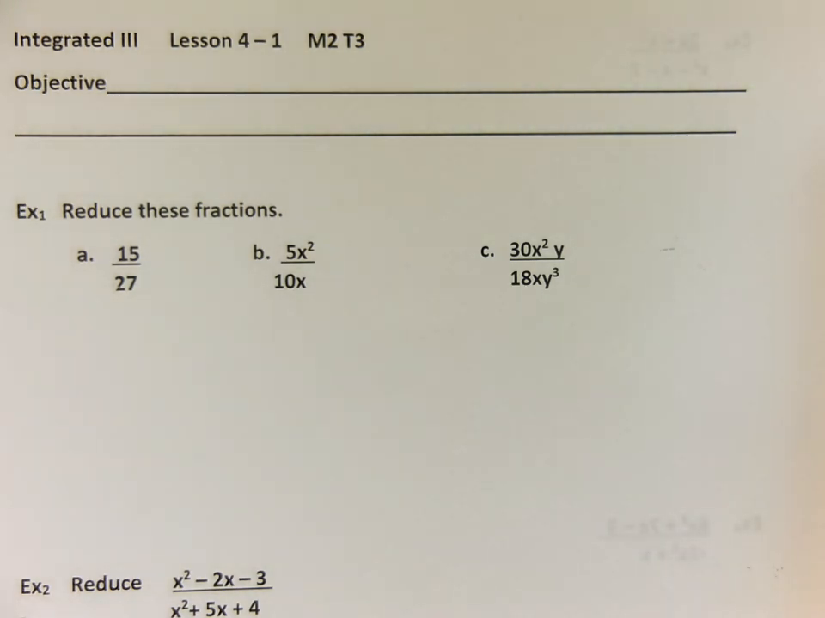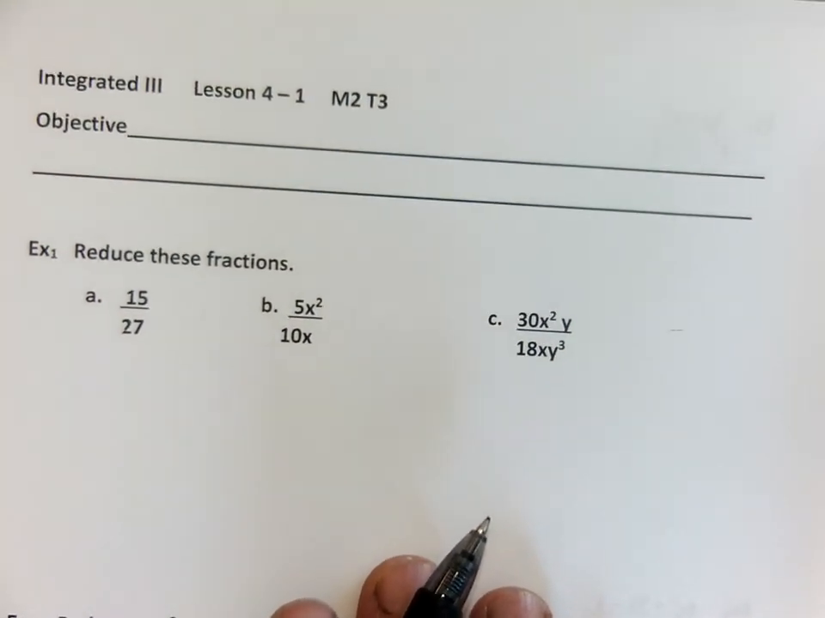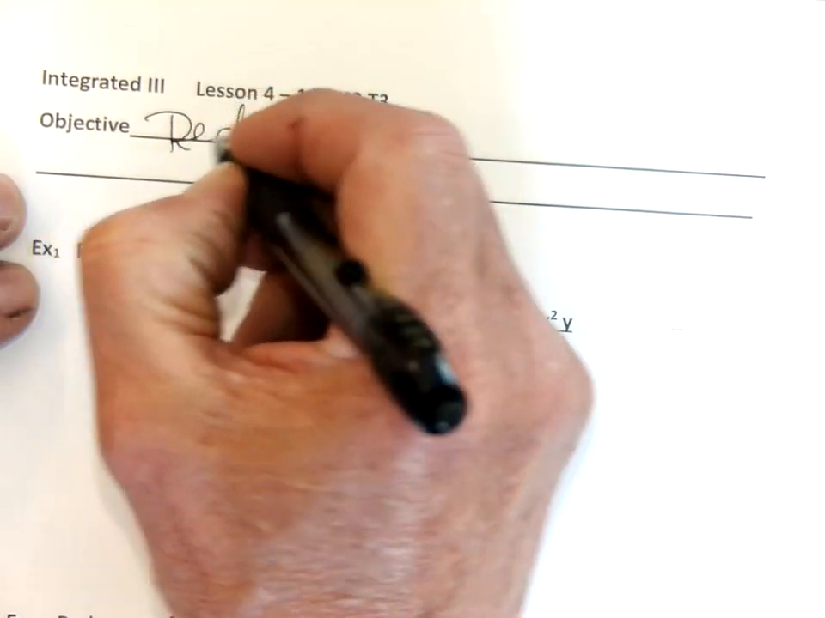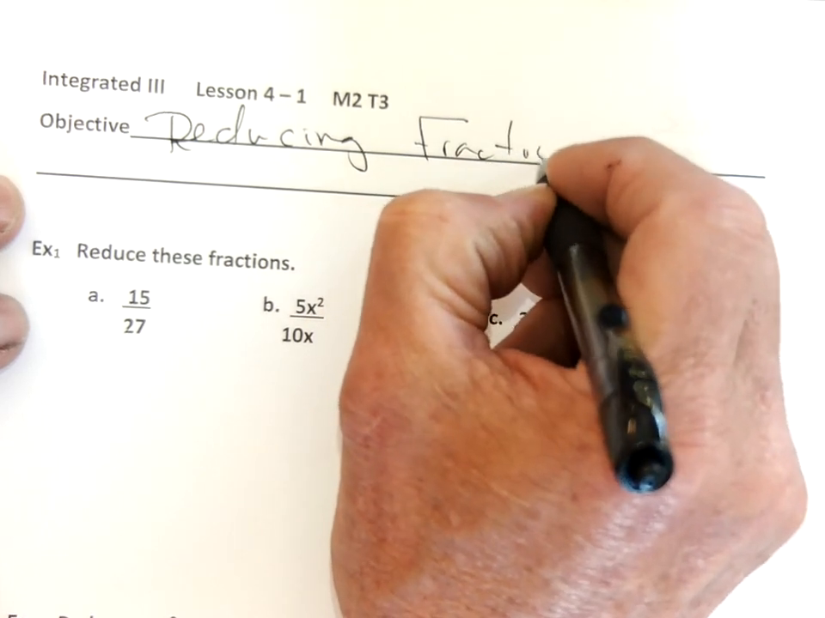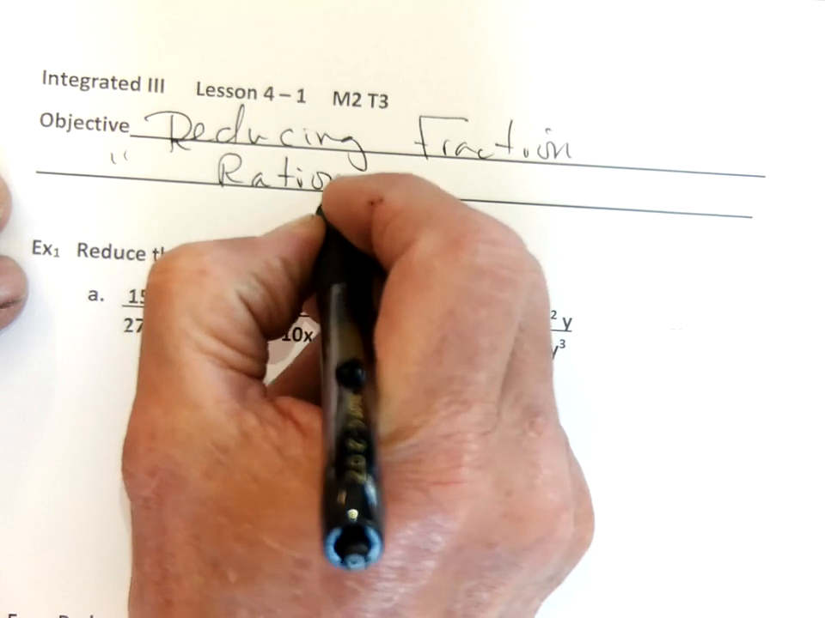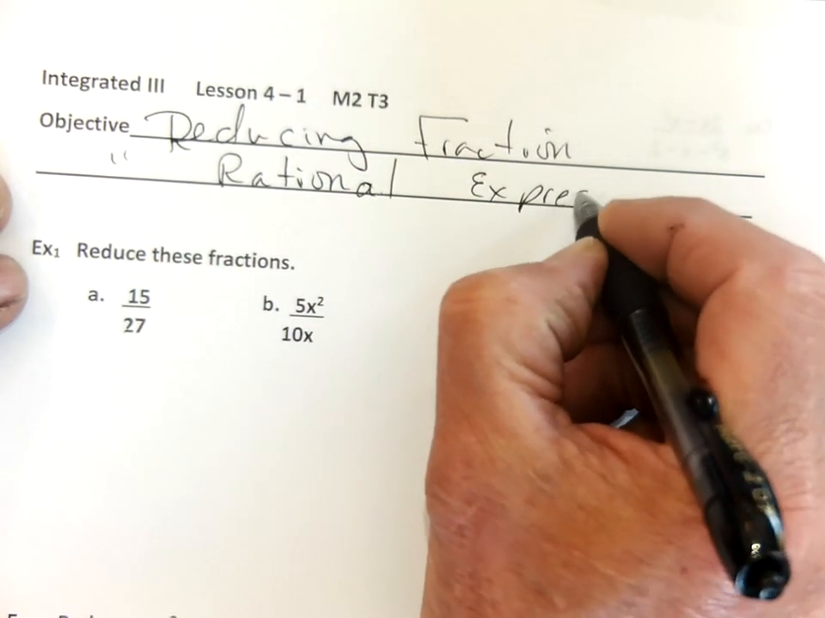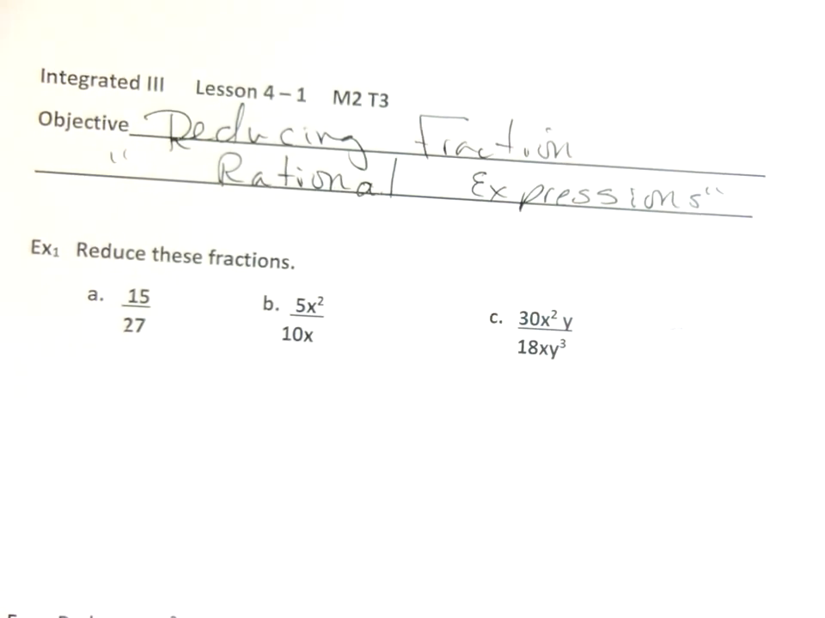Everybody, so today we're going to talk about reducing fractions, which hopefully you know about from middle school. Reducing fractions, okay? But we're going to call them rational expressions. Go ahead and pause the video anytime you want. The word rational means fraction for what we're going to do, okay? So let's go ahead and do number one.